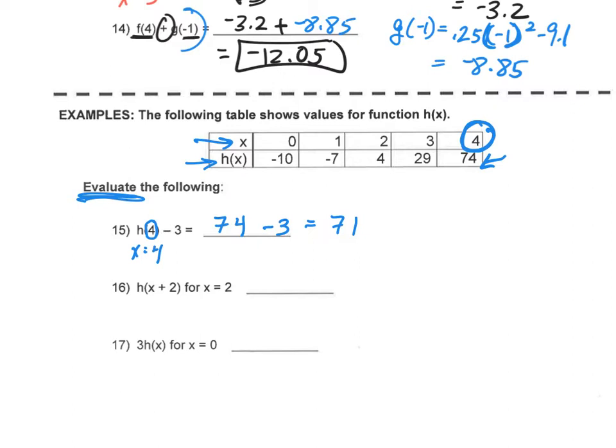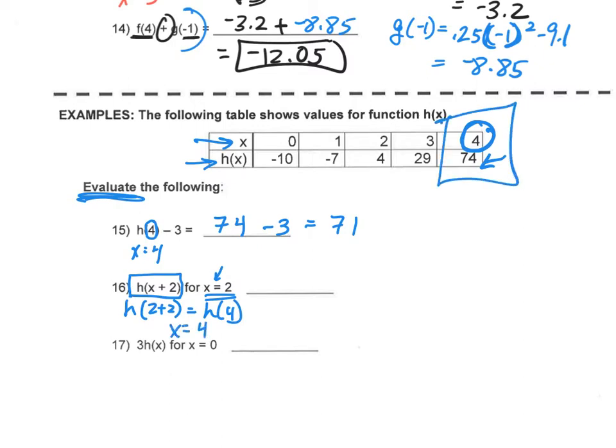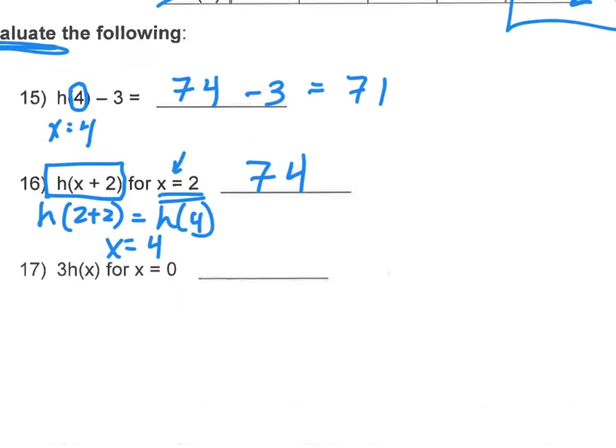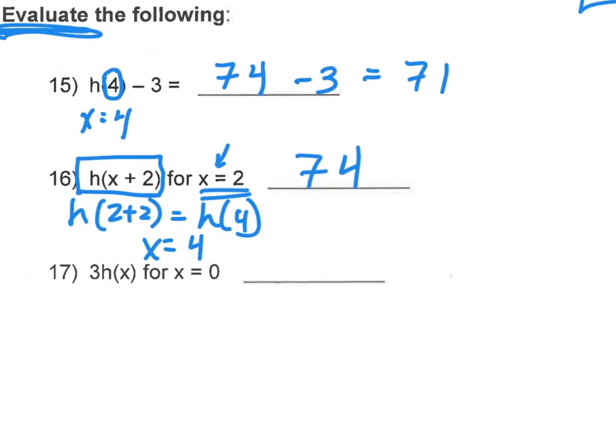Now, here it says find h of x plus 2 for x equals 2. So that means h of, if x equals 2, 2 plus 2. So they want you to find h of 4. Well, we already know what h of 4 is. We just found it. So if it's h of 4, then that means x equals 4, which means it's 74. So they're really not hard. It's just about, do you understand what they're asking and how they're asking?